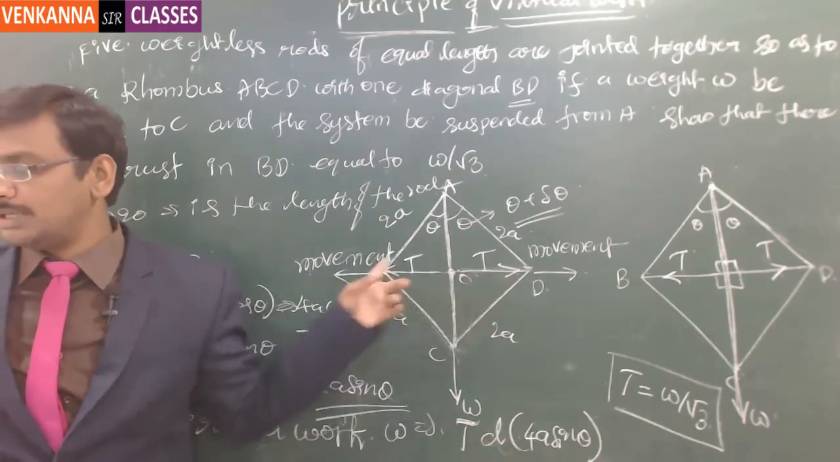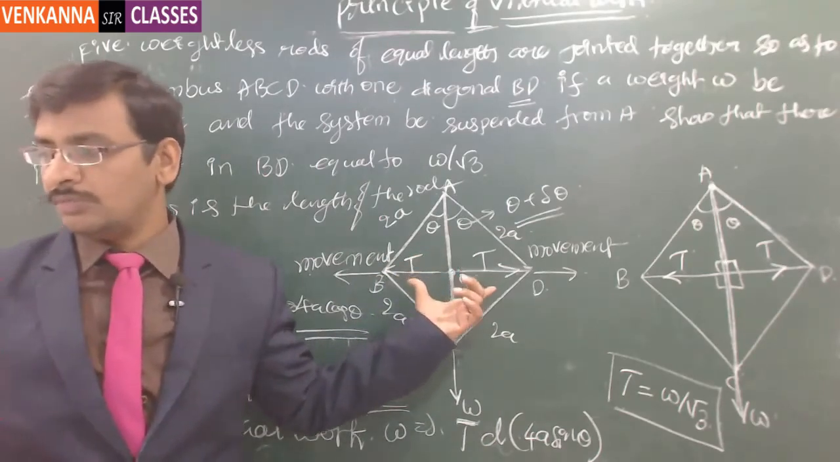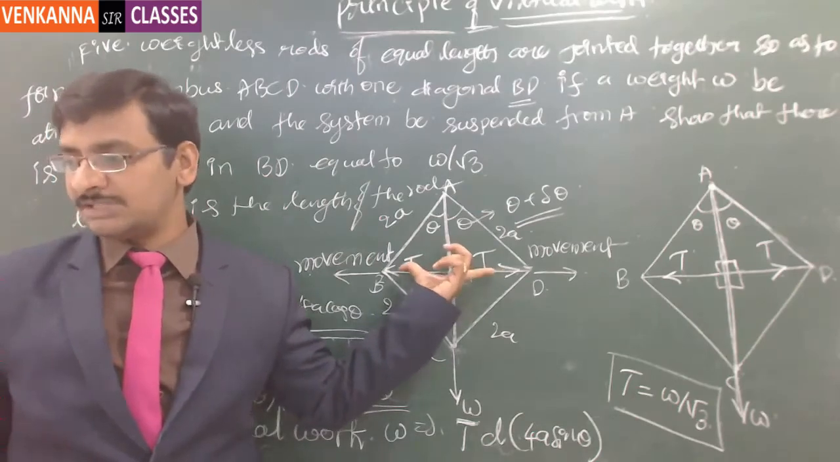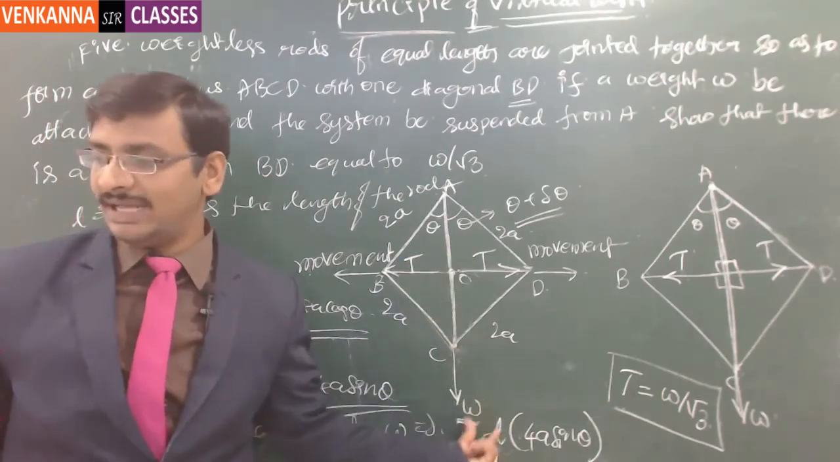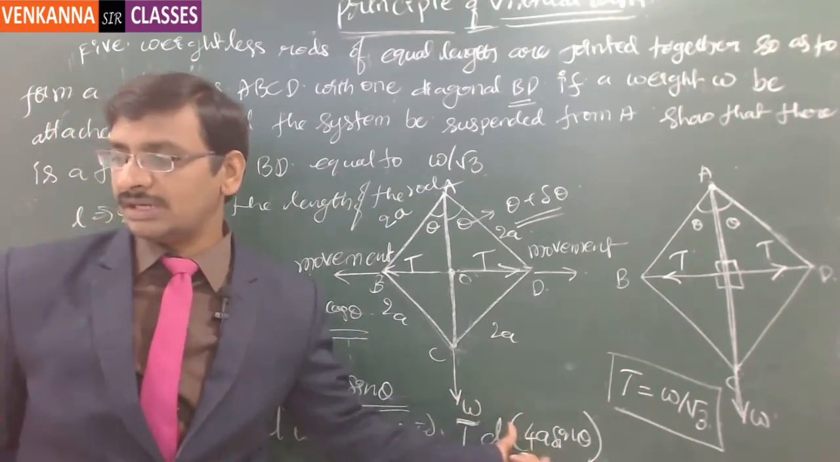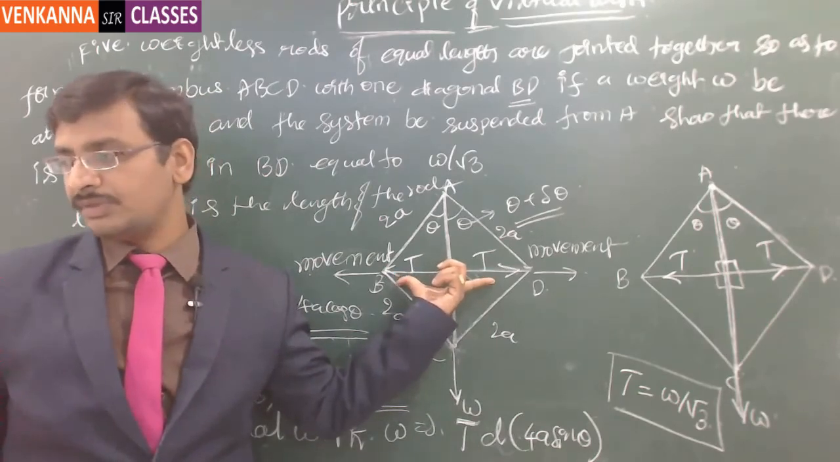Tension multiplied by the displacement. And the displacement we don't know directly. Because of the virtual displacement we have given, there will be a change in the displacement. That's what we call the derivative. Derivative is nothing but the change. So the derivative of 4a sin theta is nothing but the displacement that happened for this particular length BD. Understood or not?